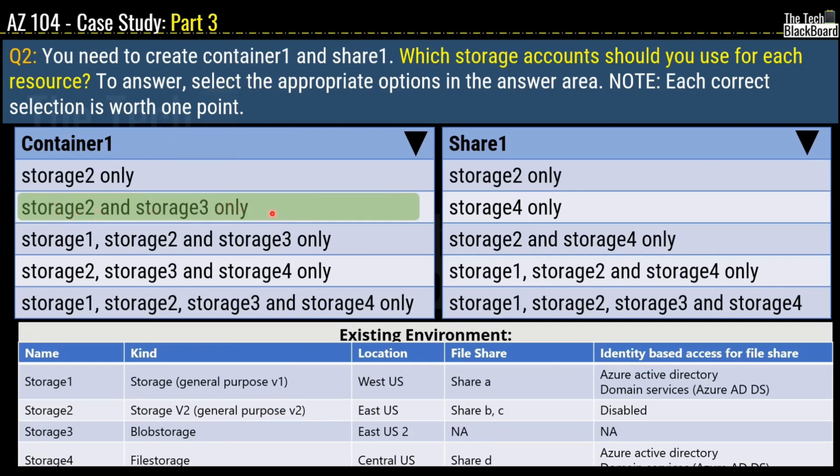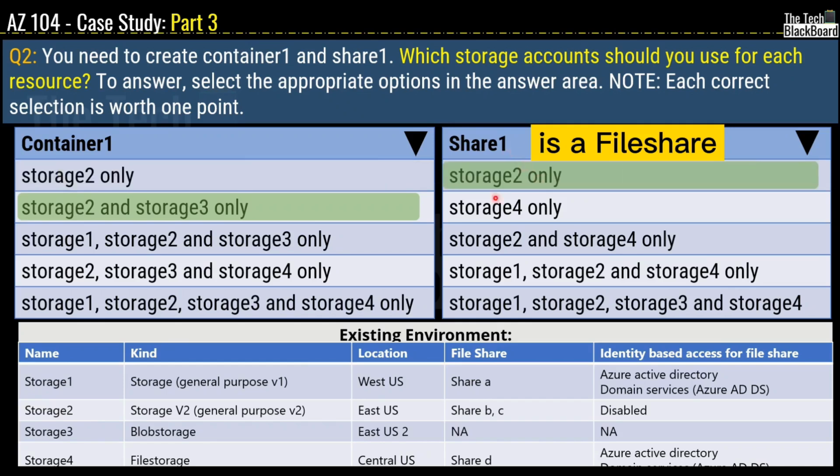And now let me come to share 1. Once again, I'm referring to the planned changes section, and in that section it was mentioned that share 1 is a file share that will use the cool storage tier. And that's why, my friends, it's only storage 2, general purpose version 2, that can support the cool storage tier, and that's exactly what our answer is as well.